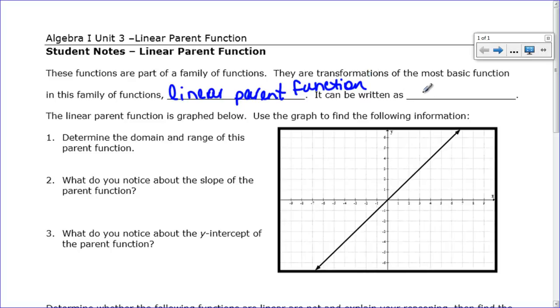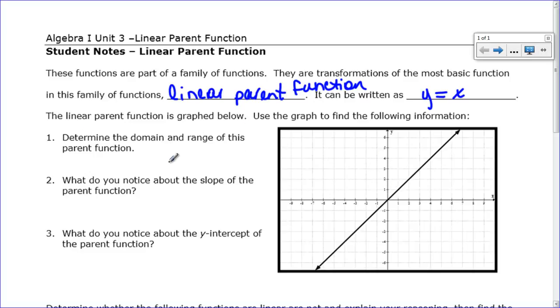And so it can be written this way. This is the equation. It's just y equals x. And this is what the graph looks like. So it's an increasing graph, has a y-intercept of 0, 0, so it goes right through the origin. And we're going to talk about the slope and all of that in just a minute.